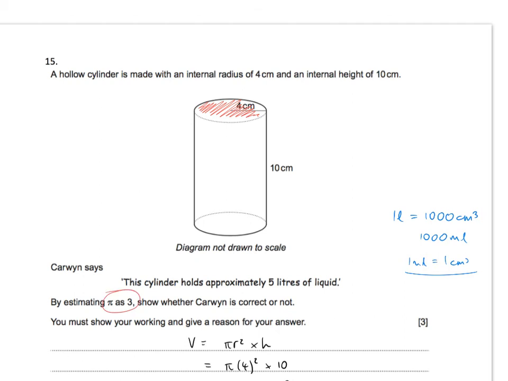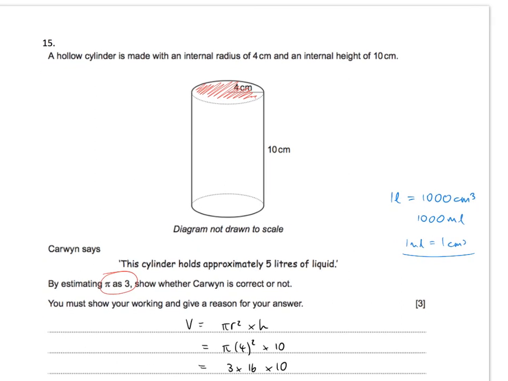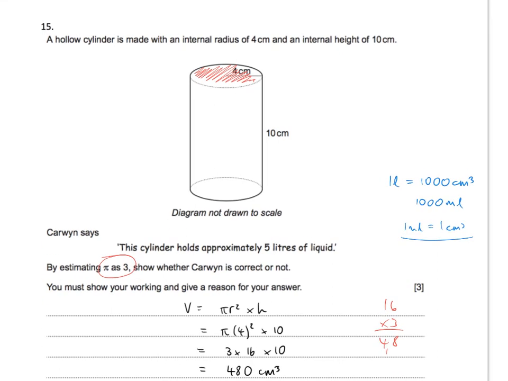So I need to change the pi to 3, so that's going to be 3 times 16 times 10. 3 times 16, if need be, just go and answer it like this. You may be able to do it in your head, it's 48. So that is going to be 480 centimetres cubed.